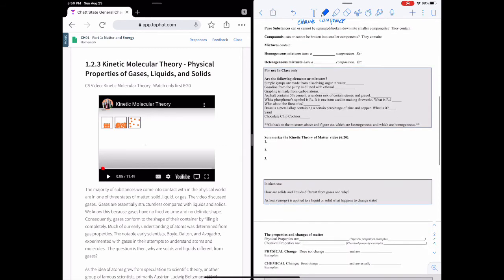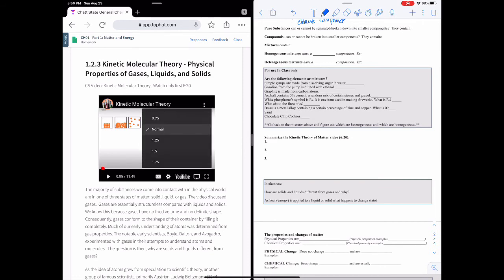There's something in this video that has 1, 2, 3 steps, so make sure that you write that down. And again, you can also use that gear tool. If you like something to play faster, you can always change your speed. We learned about solids, liquids, and gases. So it's just your call on that.